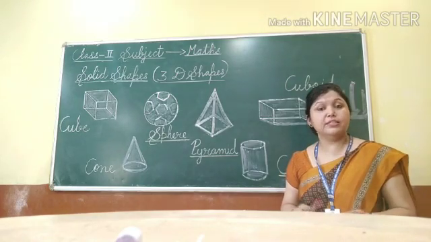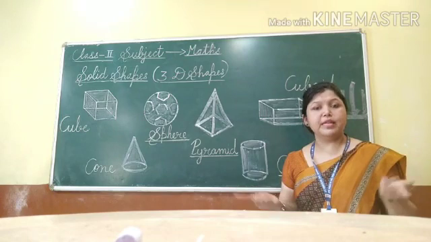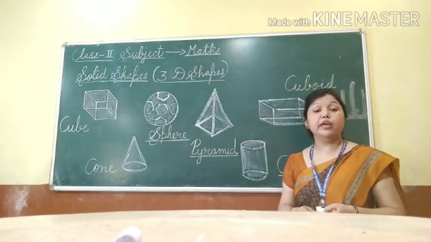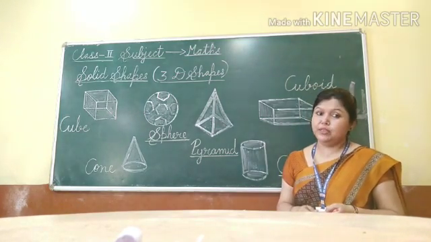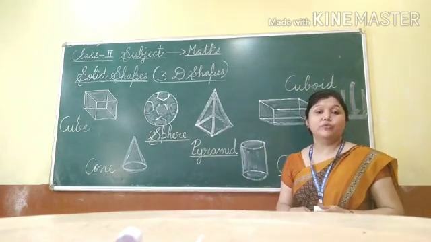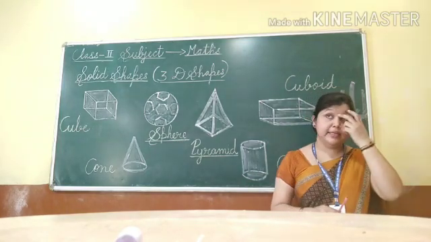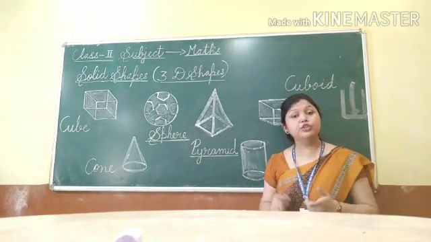Shapes like circle, square, oval, rectangle, like this. But they were flat shapes. They all were flat shapes. But in this video, we are going to discuss solid shapes or 3D shapes.